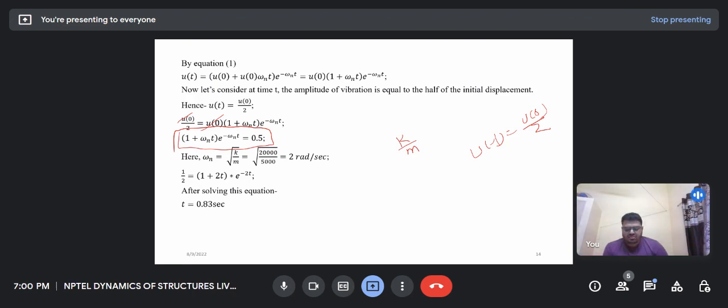You can put into this equation 1 plus 2 into 0.83, multiplied with e raised to minus 2 into 0.83, and that becomes around 0.5. So you can directly solve such equations. If you get an equation like x sine omega t is equal to something, then you put the variables x, y in the calculator. You can solve this equation by Shift plus Solve, or by putting variables through Alpha plus some variable. So you can solve these questions this way.